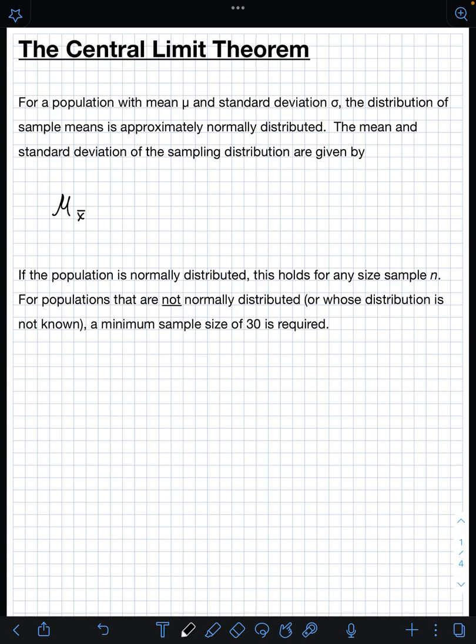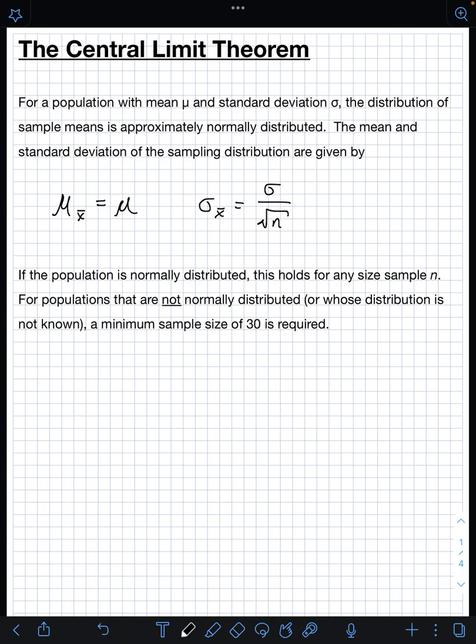mu sub x bar, that is the mean of the sampling distribution, which as we saw was actually equal to the mean of the population itself. The standard deviation of the sampling distribution, a little bit less obvious, is actually equal to the standard deviation of the population over the square root of the sample size.